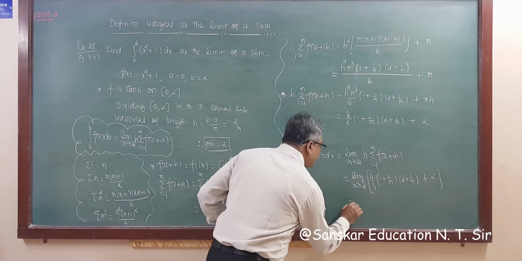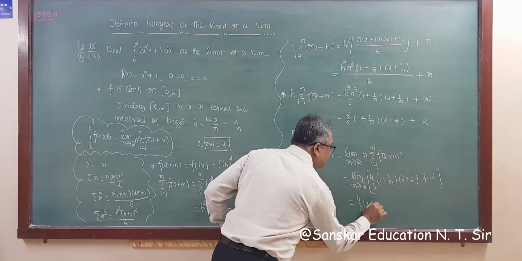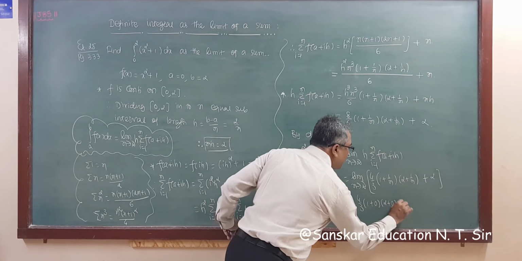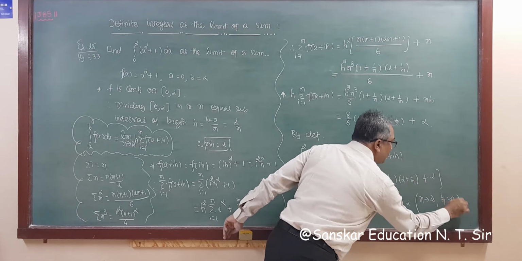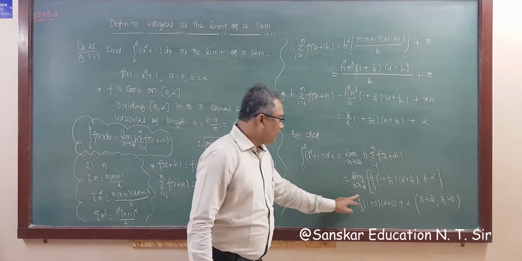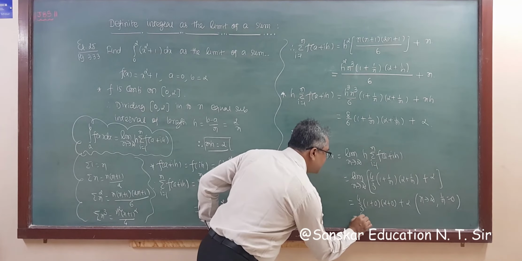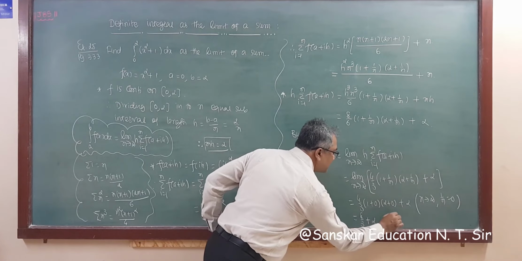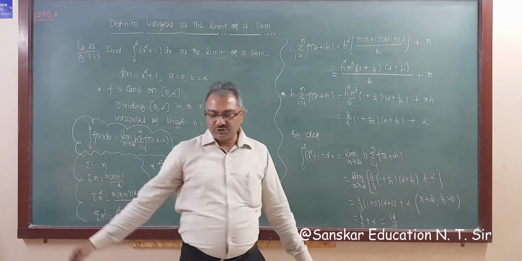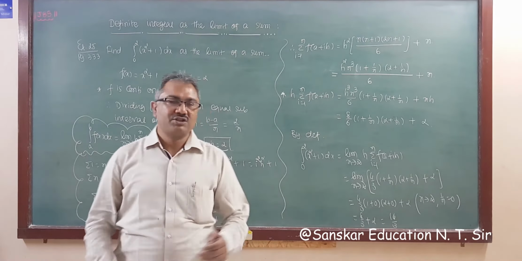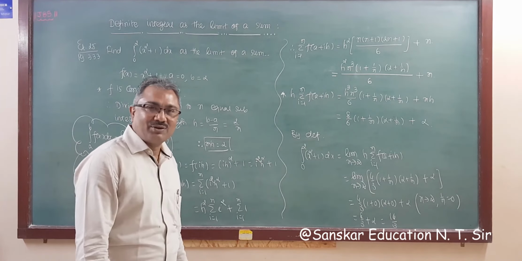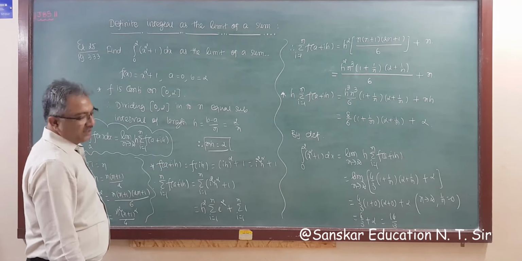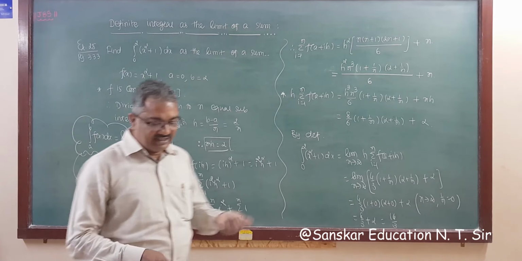So applying this limit, what do we get? 4 by 3, 1 plus 0, 2 plus 0 plus 2. As n tends to infinity, 1 upon n is equal to 0. So what do we get? 4 into 2, 8 by 3. So this is 8 by 3 plus 2, so the answer will be 14 by 3. This is a very easy type of question, but unfortunately it is not included in your current year syllabus. After completing this, we can solve another question.